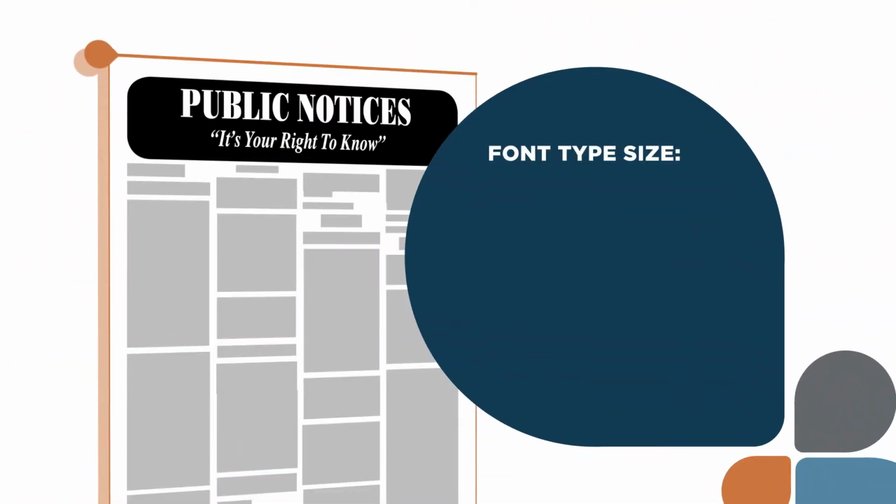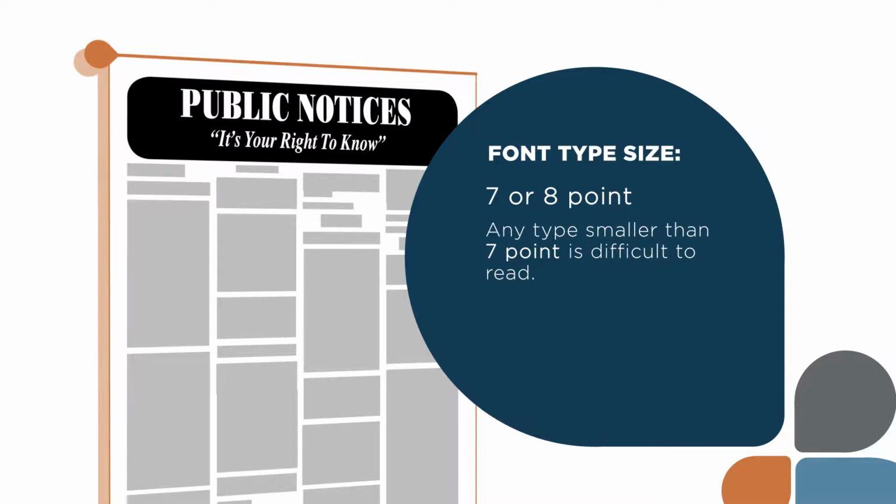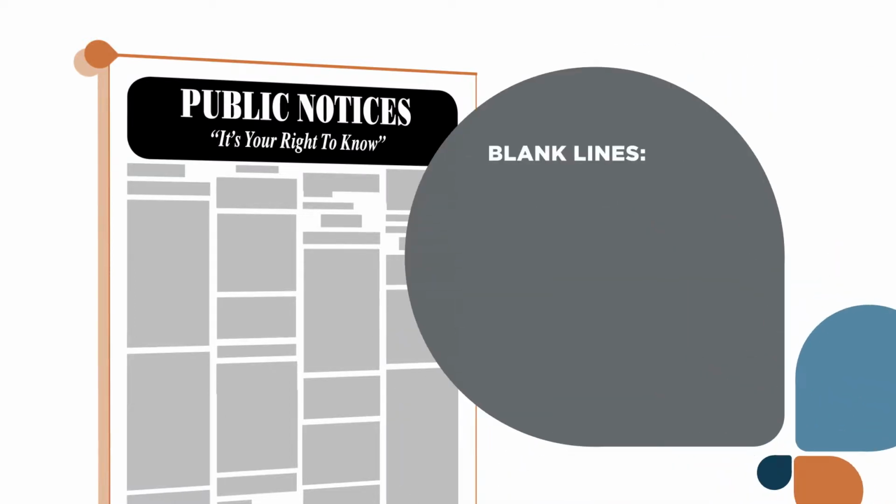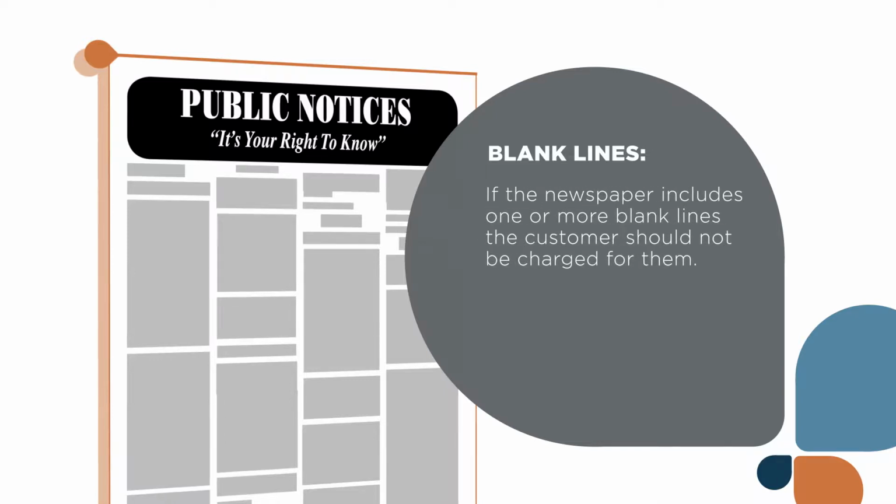Usually, the font type size should be either 7 or 8 point. Any type smaller than 7 point is difficult to read. The state statute dictates that if a newspaper is charging for tabular lines, the font cannot be larger than 8 point. Another way to increase readability is inserting blank lines. If the newspaper includes 1 or more blank lines, the customer should not be charged for them.